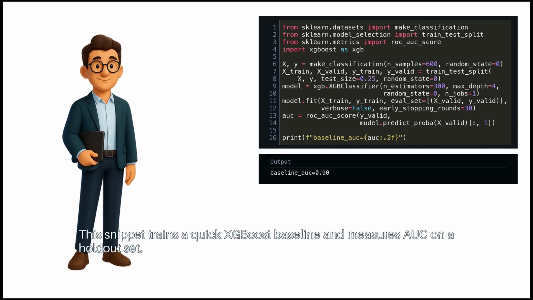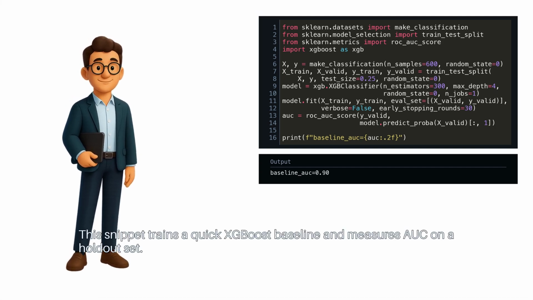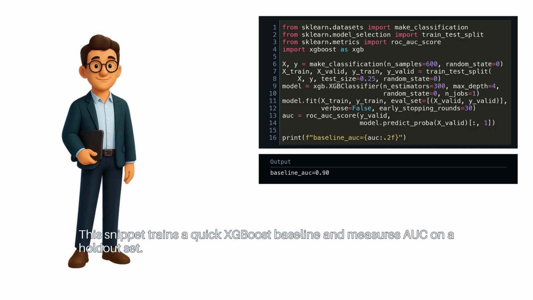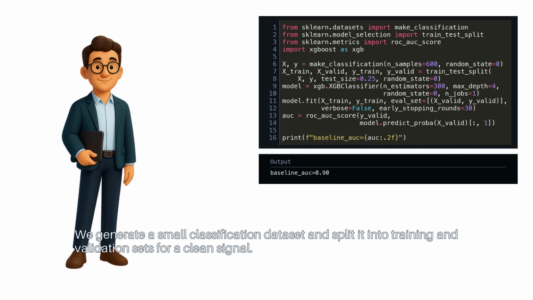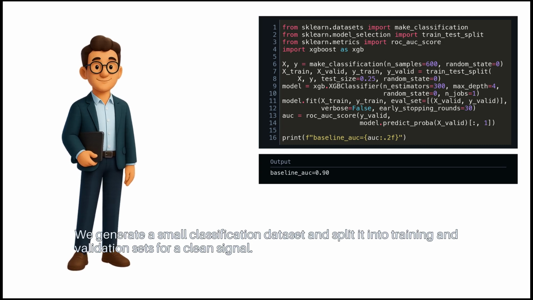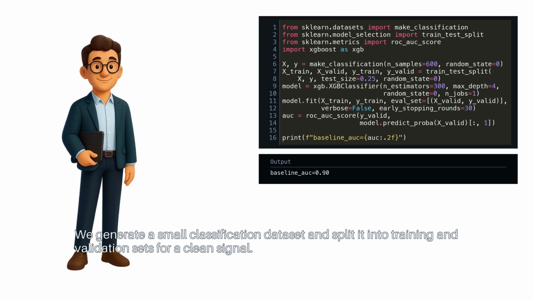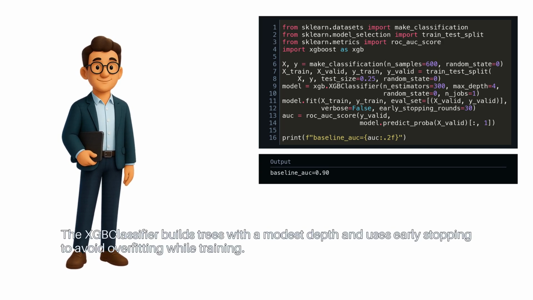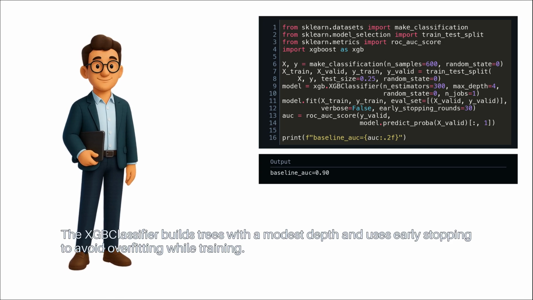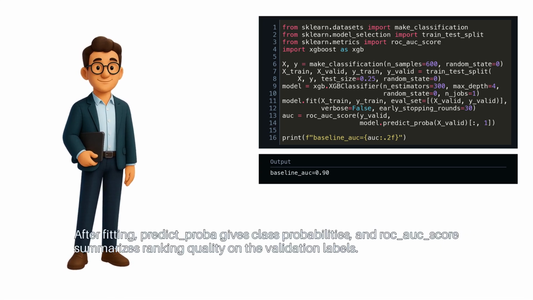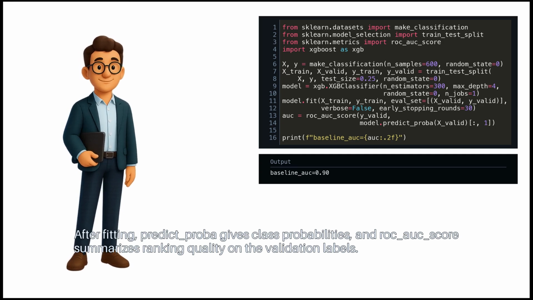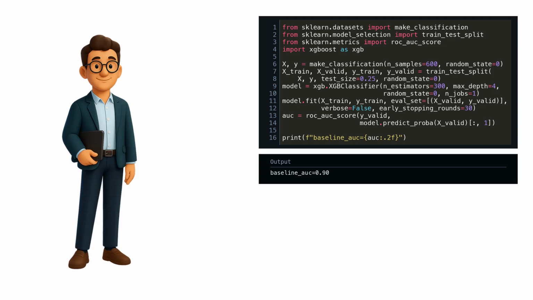This snippet trains a quick XGBoost baseline and measures AUC on a holdout set. We generate a small classification dataset and split it into training and validation sets for a clean signal. The XGBClassifier builds trees with a modest depth and uses early stopping to avoid overfitting while training. After fitting, predict_proba gives class probabilities, and roc_auc_score summarizes ranking quality on the validation labels.